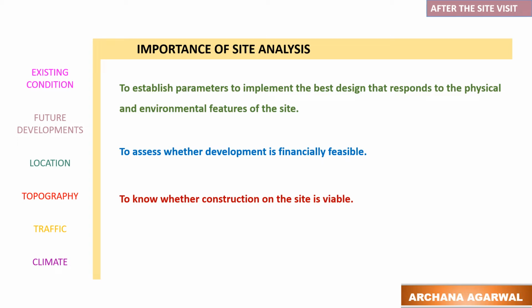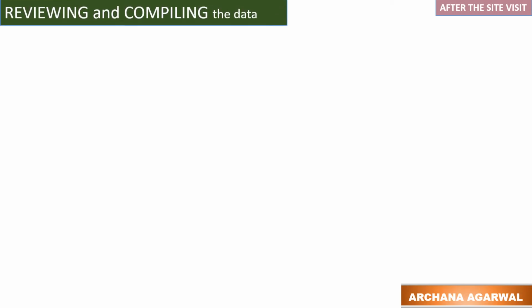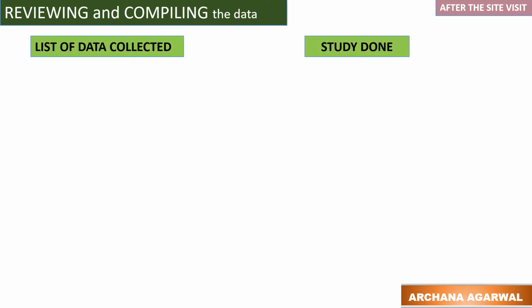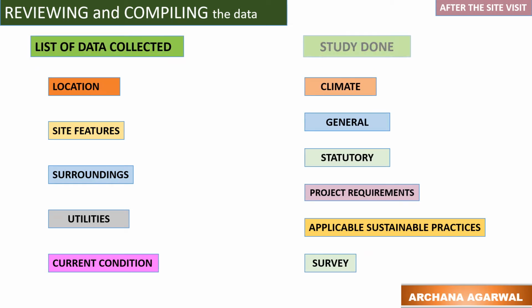Further, the site analysis by the team helps in assessing whether development is financially feasible and whether construction on the site is viable. The site analysis begins with reviewing and compiling the data and all the study that is done. The architects devise different methods and formats for doing this. I am presenting my method of collating the data. I have divided the data collection into 5 categories and the study done into 6 categories.